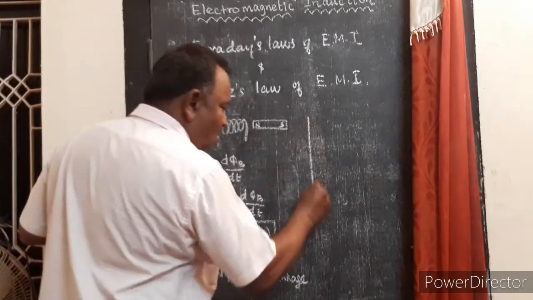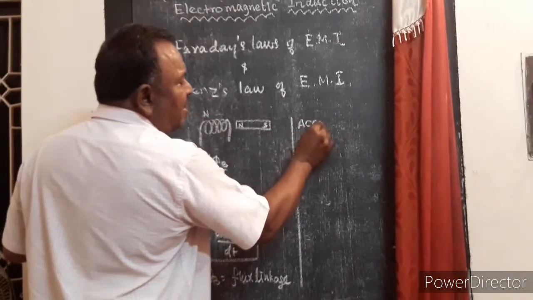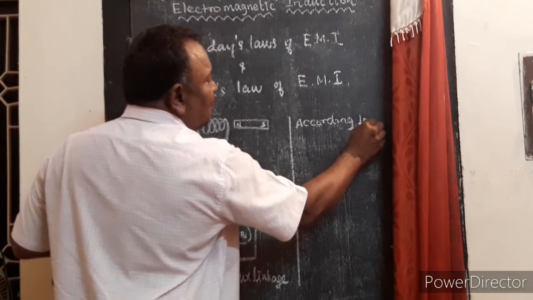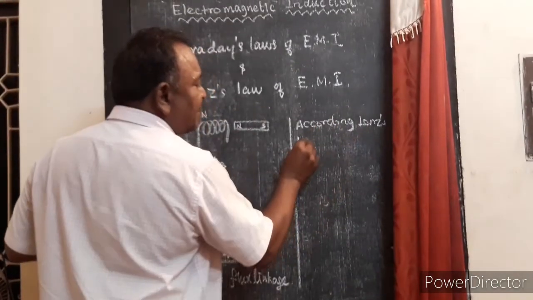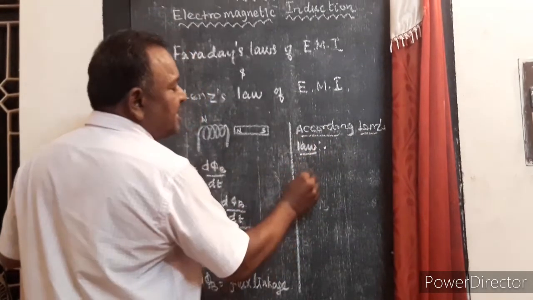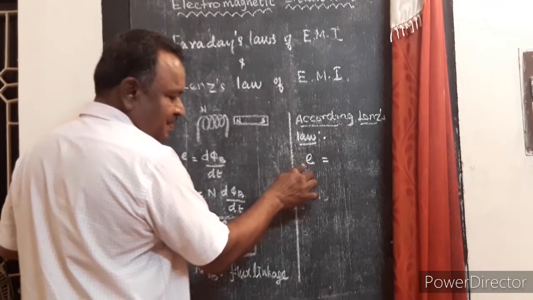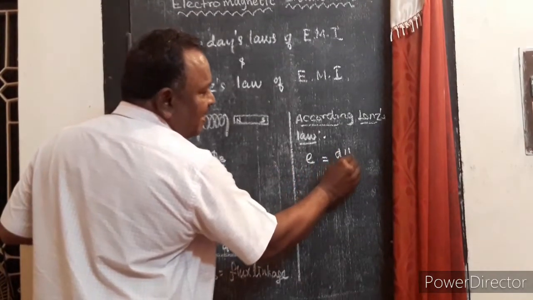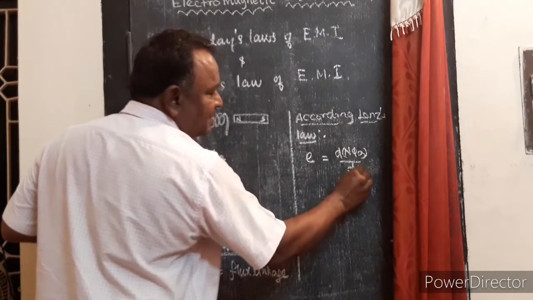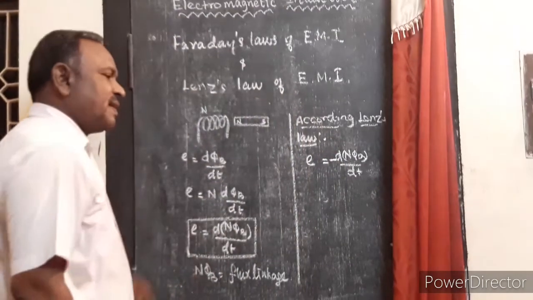But according to Lenz's law, the induced EMF always opposes the cause. So according to Lenz's law, the induced EMF is the effect, and d(nΦB) by dt is the cause. So effect and cause are opposite to each other.